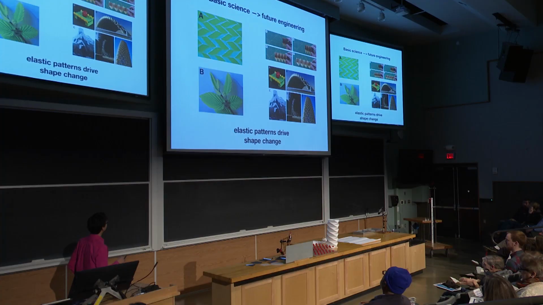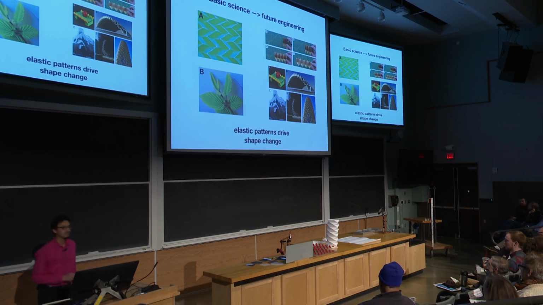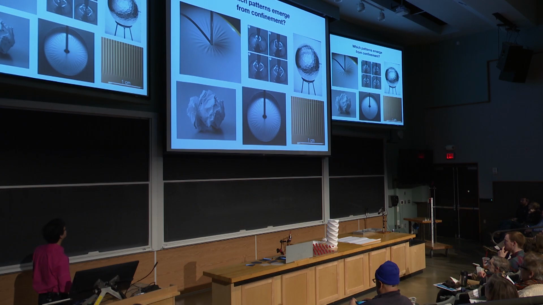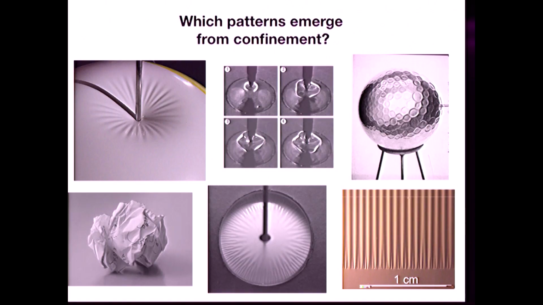So I guess the message I'm trying to tell you here is that elastic patterns can be used to drive shape change, but overall shape change. But of course, before we can get to the point where we can use the patterns to change the shape of the object, we better understand the patterns first. That's the basic science question. So here's the question I want to chew on for the rest of the talk. Which patterns emerge from confining forces or confinement?